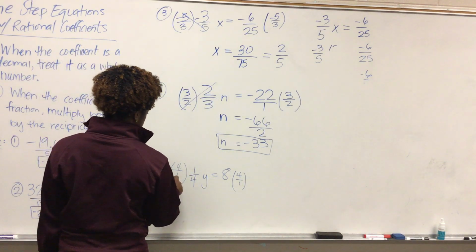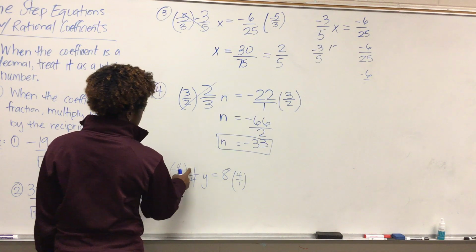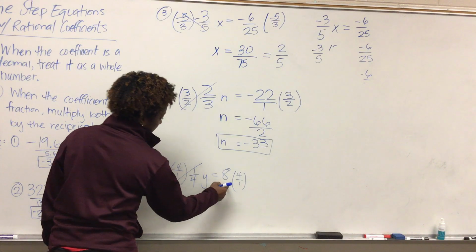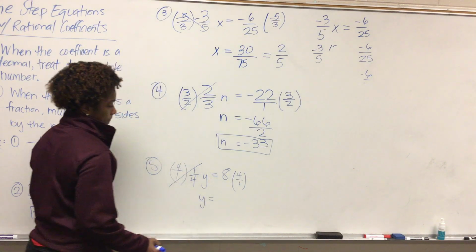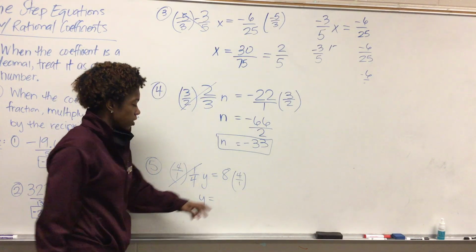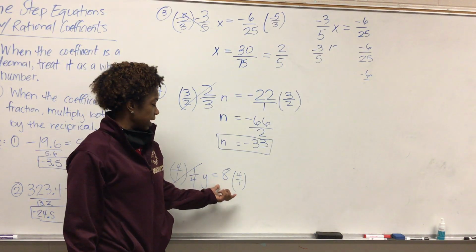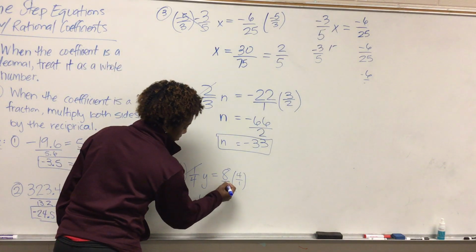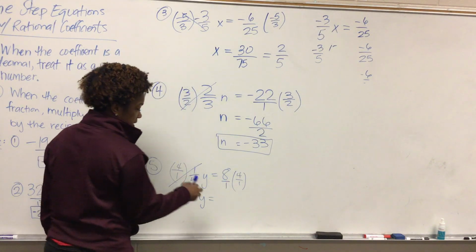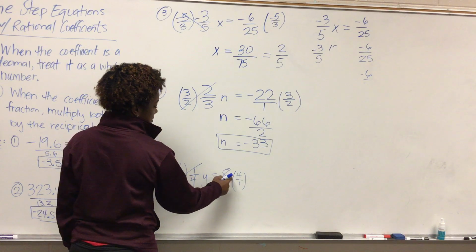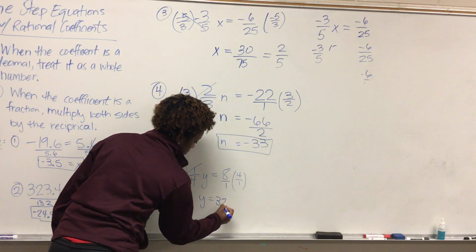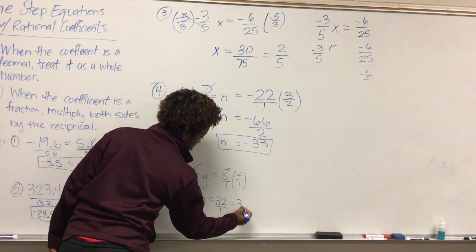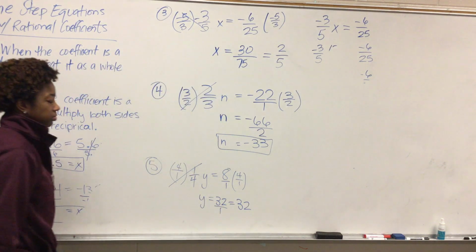So now I have 4 over 1 times 1 over 4, which cancels out. So I'm left with y equals 8 times 4 over 1. Okay? We can understand that 4 over 1 equals 4, and can just do 8 times 4, which is 32. Or we can just do it like we normally would and put the whole number over 1. 8 times 4 is 32. 1 times 1 is 1, so it's 32 over 1, or just simply 32.